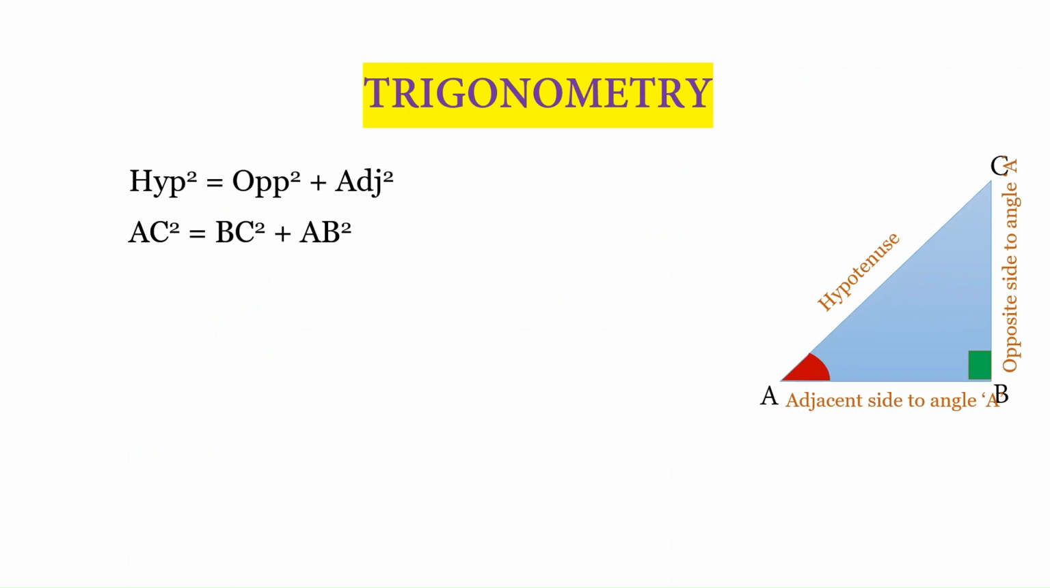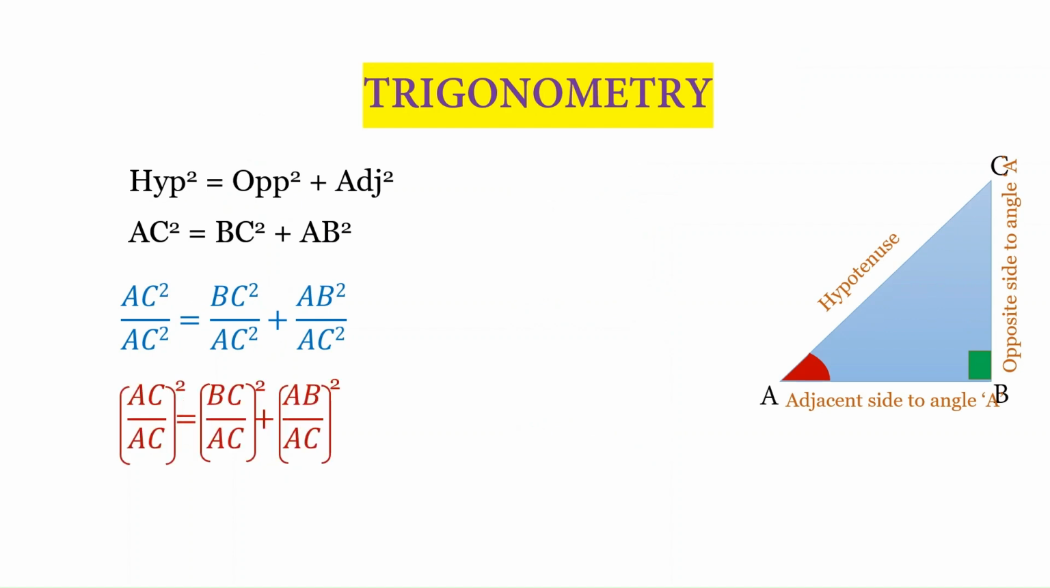Now divide the entire equation by AC square and it will get modified like this. Now this can be rewritten like this, that is, numerator by denominator whole square. AC by AC, the first term on the left hand side will get cancelled out and it will become 1. BC by AC, from the triangle, is opposite by hypotenuse. Opposite by hypotenuse is nothing but sin A. So we substitute this with sin A, and as we have square for that, we write it as sin square A.